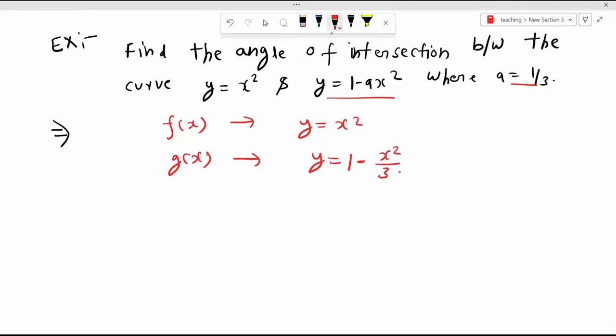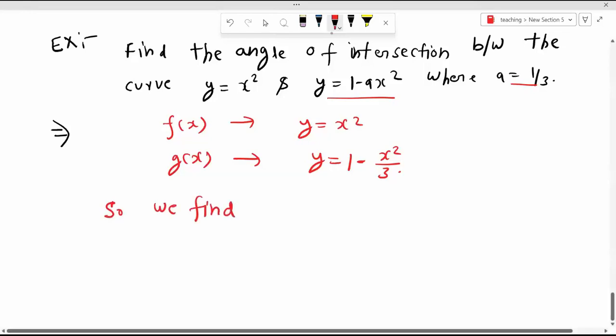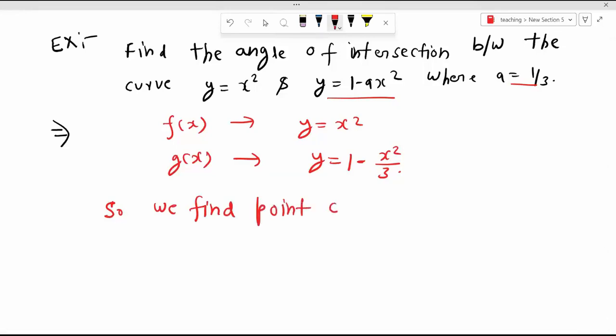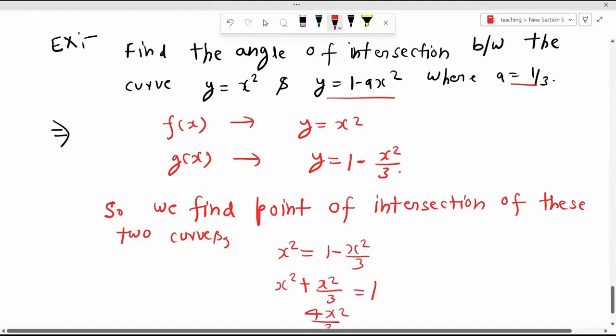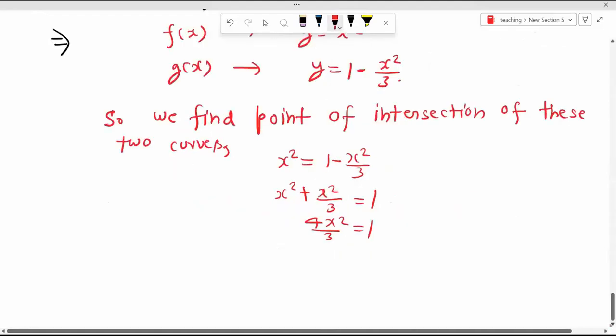Now we have to find where these two curves intersect each other. So we find the point of intersection of these two curves. Simply we write x square is equal to 1 minus x square by 3. On solving, x square plus x square by 3 is equal to 1. This gives 4x square by 3 is equal to 1. Then by simple computation, we find x square is equal to 3 by 4, so x is equal to plus minus root 3 by 2.